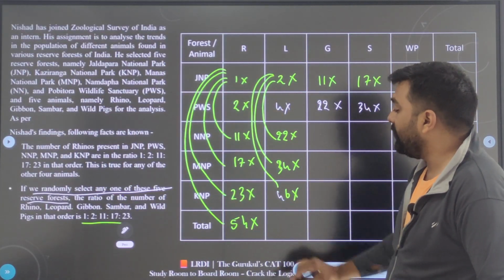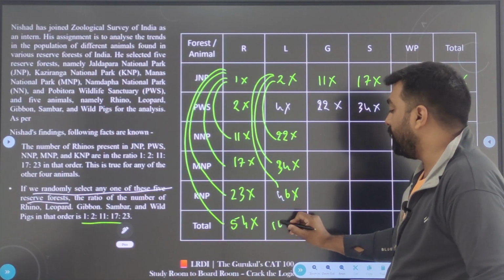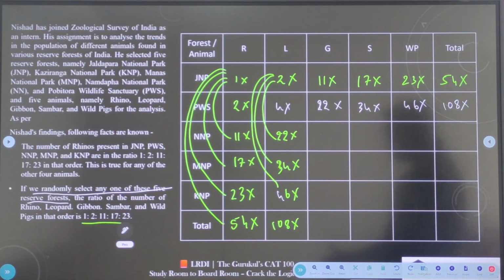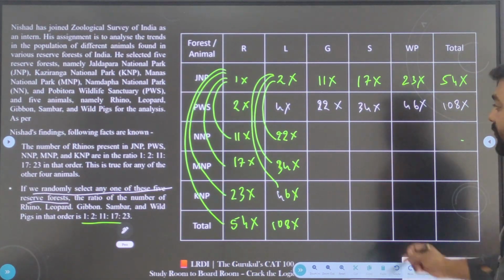I am multiplying with 54, this should also be multiplied with 54, 108x. The same way, pause the video and fill up all the other values we have over here.